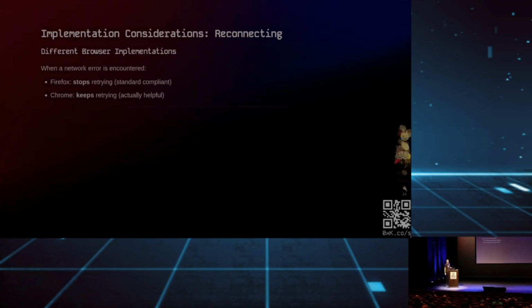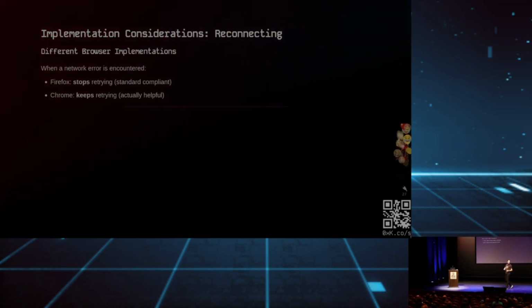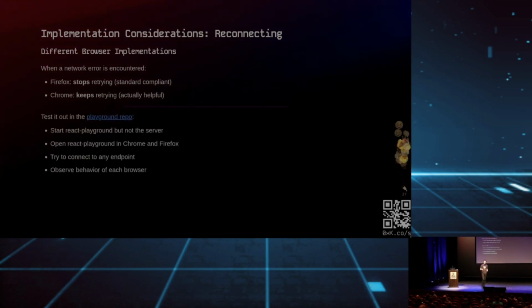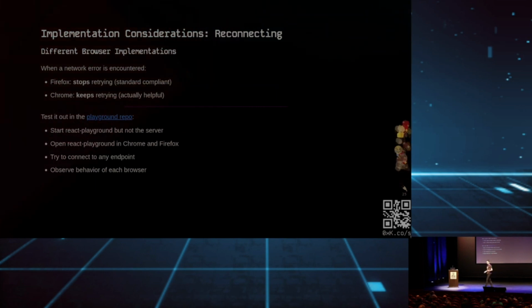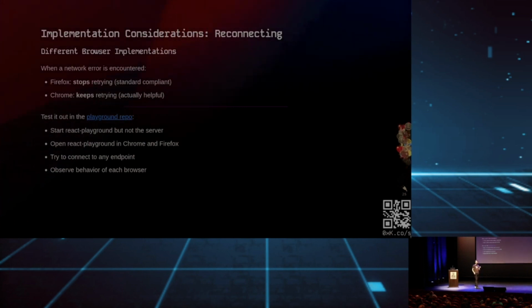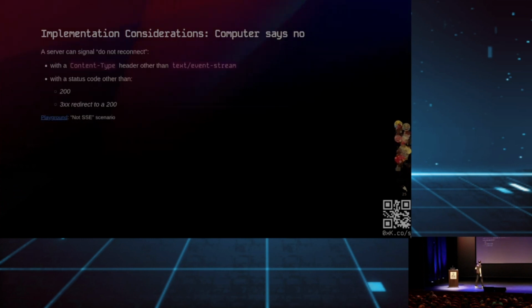When it comes to reconnecting, as is often the case, there's a difference between what the standard says and what we would ideally like to have. So the standard says that if a network error is encountered, you should stop retrying. And this is what Firefox has implemented. Chrome will actually keep retrying, which is what we would ideally like to happen. This is one of the things that you can try out in the Playground repo. If you just start the client without the server, that's going to be a network error when you try to connect. And you would see that Firefox goes, oh, nothing I can do. And Chrome will actually keep retrying between 3 and 5 seconds of each request.